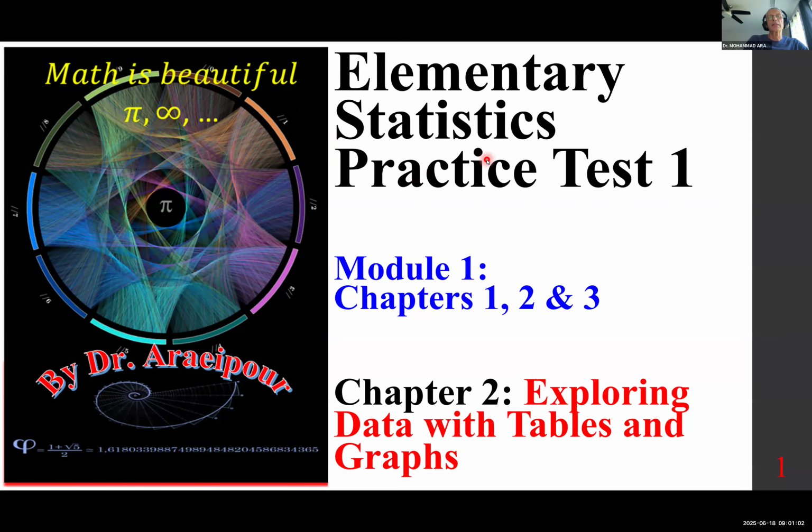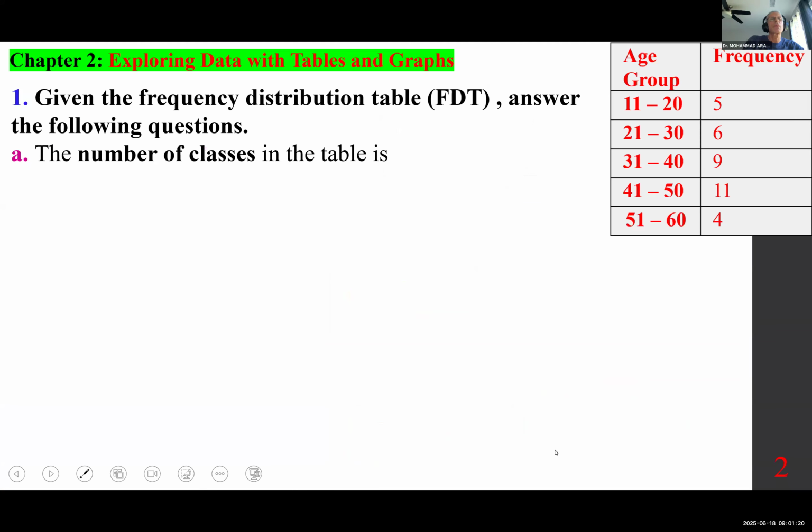Good morning, class. We are looking at statistics practice test number 1, module 1, covering chapters 1, 2, 3. Here's chapter 2, exploring data with tables and graphs. Given the FDT, frequency distribution table, sometimes they just call it frequency distribution, sometimes they call it frequency table. So FDT for short.